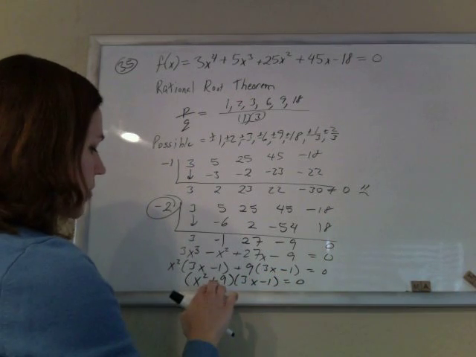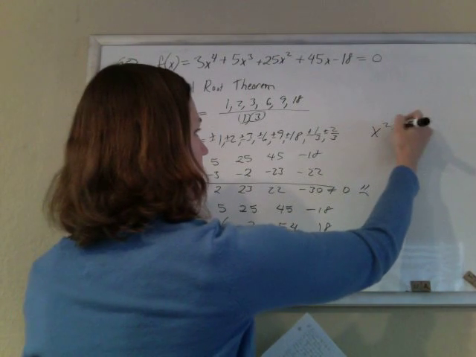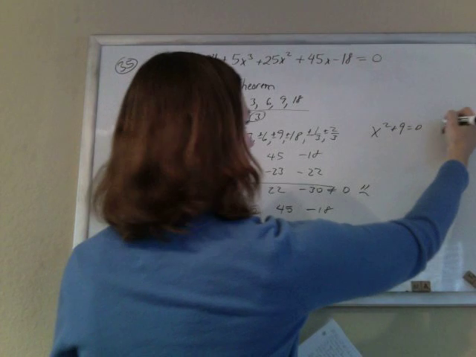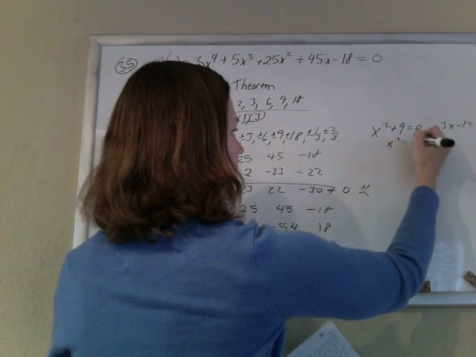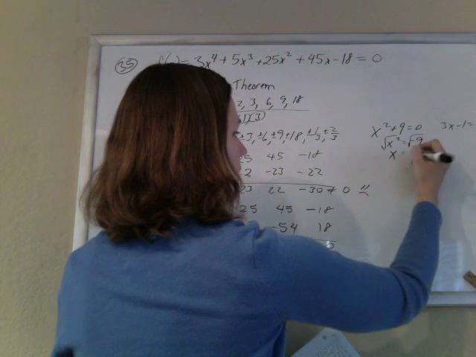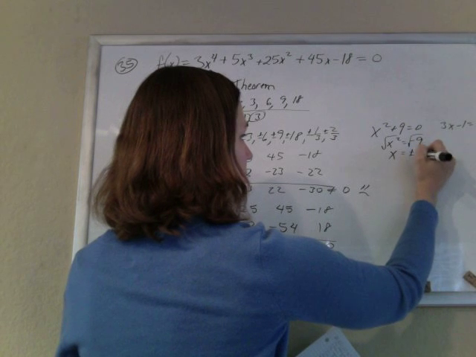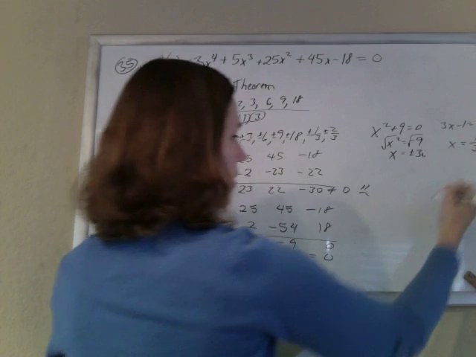Perfect. So if this times this equals 0, then either x squared plus 9 equals 0, or 3x minus 1 equals 0. So here x squared equals negative 9, so x will be the square root of negative 9, so plus or minus 3i. And if you solve this one, you get x is 1/3.